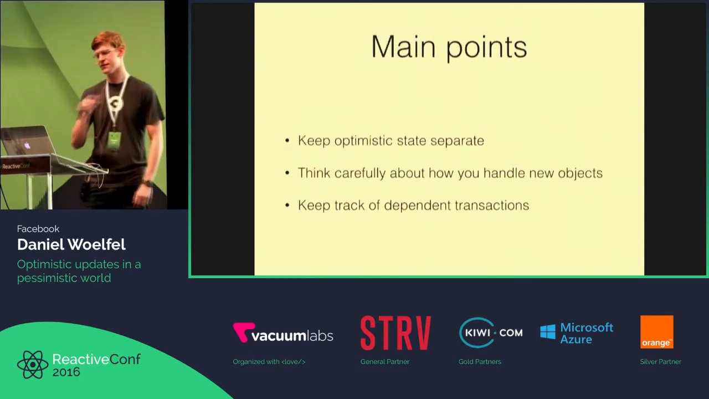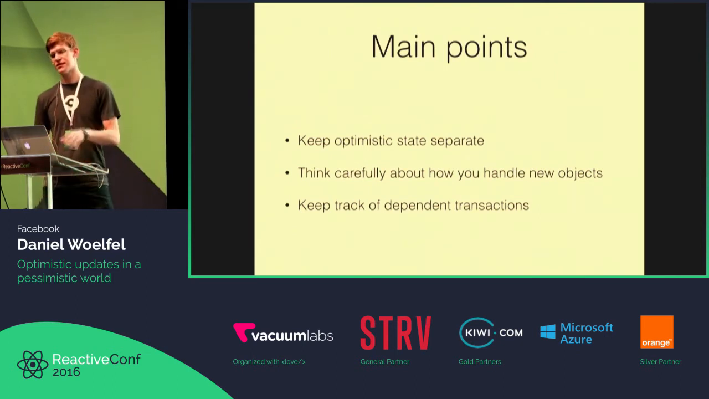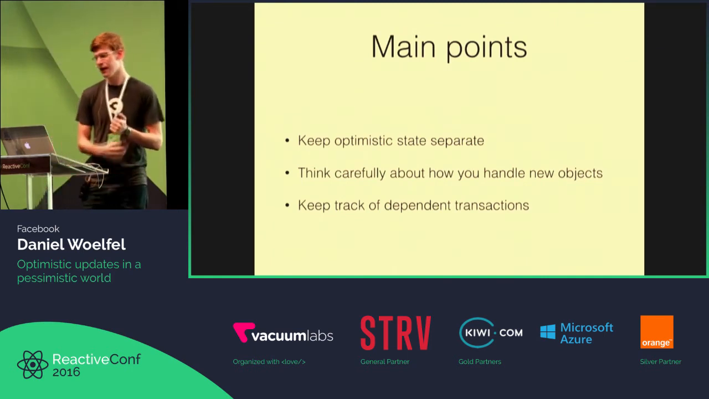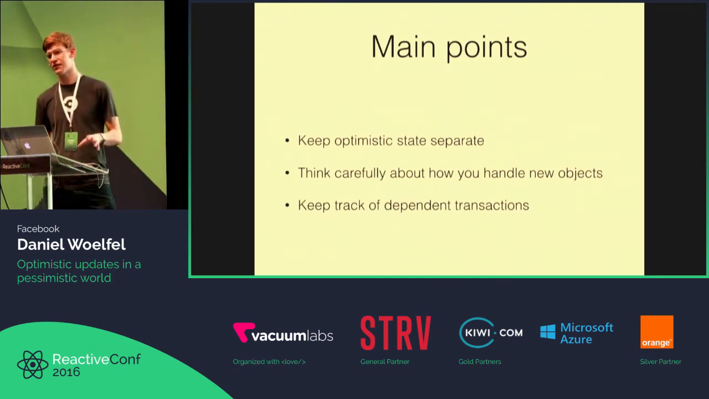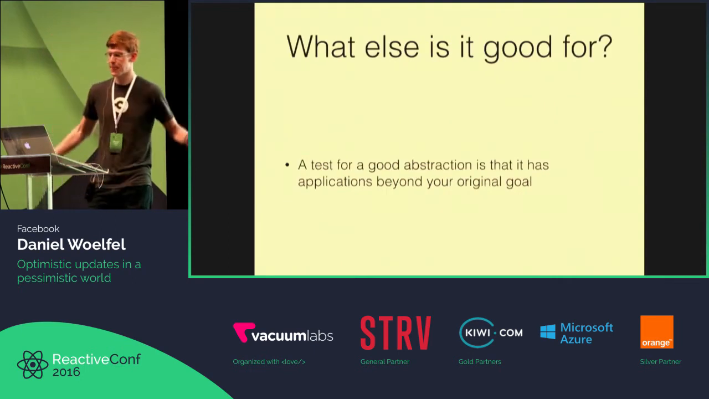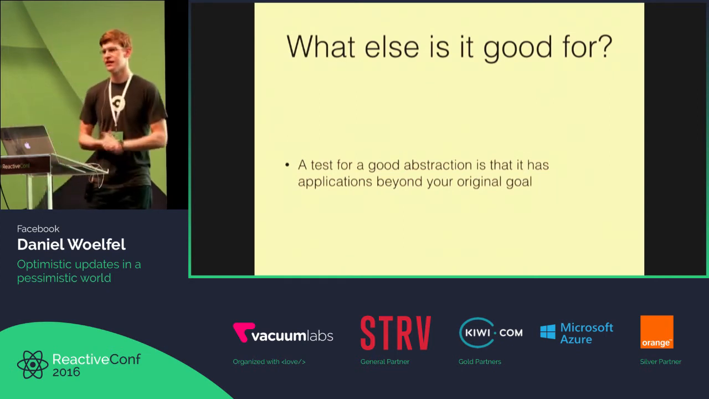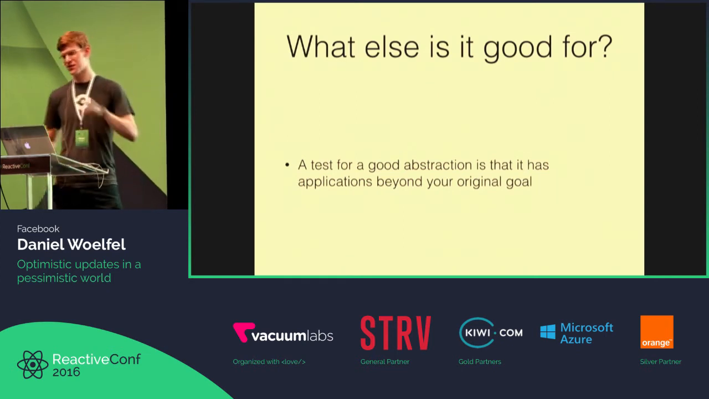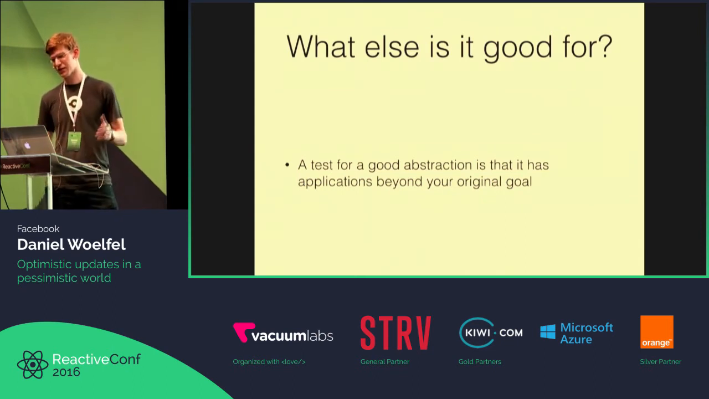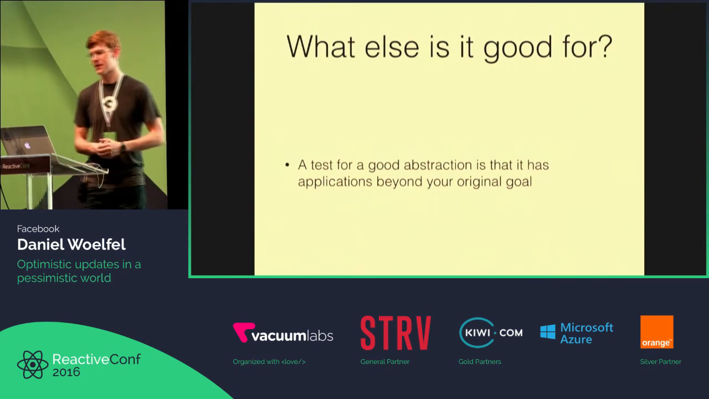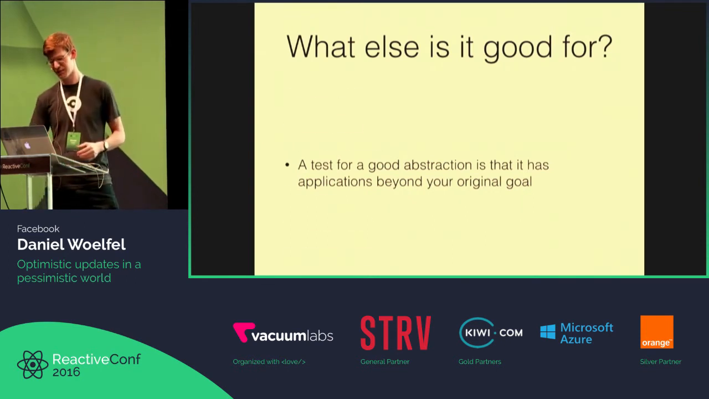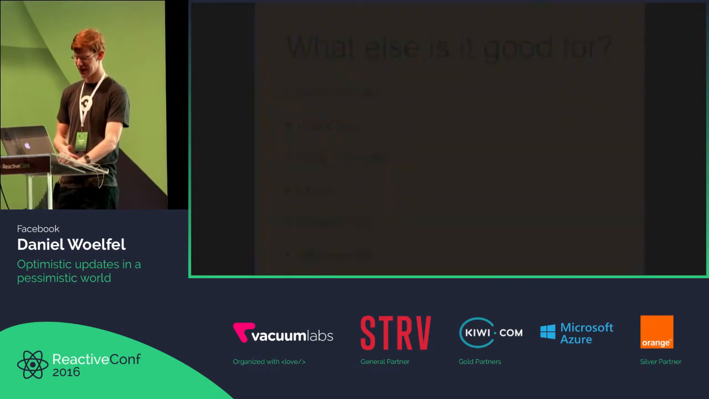Okay, so the main points: we need to keep the optimistic state separate. So that allows us to roll back, prevents the problem where we delete our comment. We need to think carefully about how we create new objects and how we assign IDs. And then we need to keep track of dependent transactions. Okay, so what else is this good for? If we have a good abstraction here, and I'll go over some of how these things fit in like the real world in a second, it should have some applications beyond your original goal. So I'll do some demos.